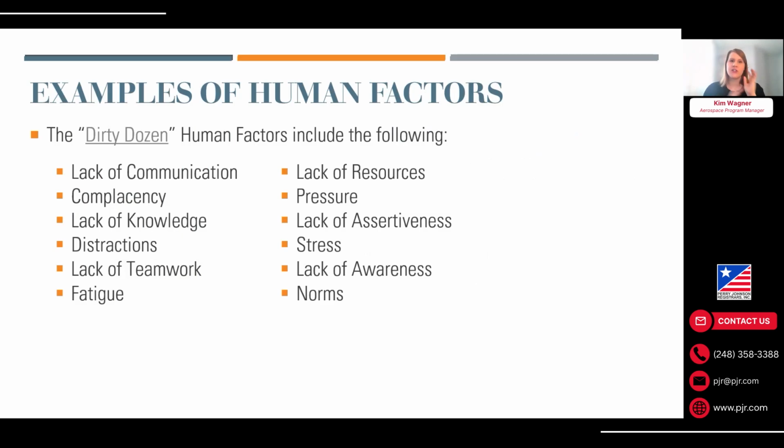So, first I wanted to share some examples of human factors because you might not know what I'm talking about. These are the dirty dozen human factors. I've included a link here to an FAA document that talks about each of these a little bit further. It's great if you need a little more context on how to consider human factors. So when we talk about human factors, these are the types of things that we're talking about. Lack of communication, complacency, lack of knowledge, distractions, lack of teamwork, fatigue, lack of resources, pressure, lack of assertiveness, stress, lack of awareness, norms. These are all different factors that affect us as humans and that could have an influence on us making a mistake.